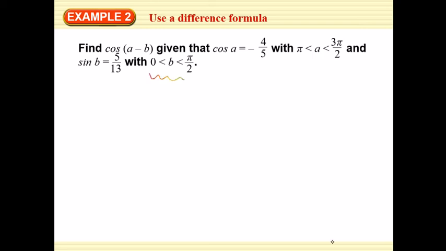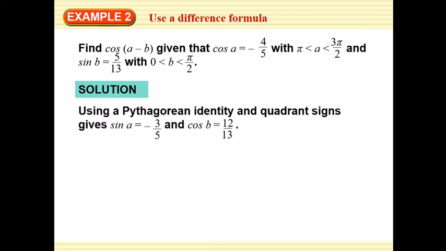Alright, and we do have some restrictions here on our a and b values as far as our inputs and what we're allowing here. So that's just going to give us a couple of restrictions on the outputs as well. Alright, so solution. Use the Pythagorean identity and the quadrant signs to also figure out what the sine of A is and the cosine of B.